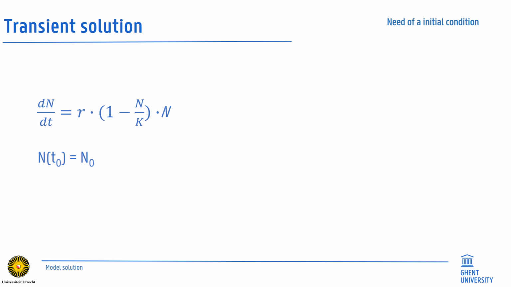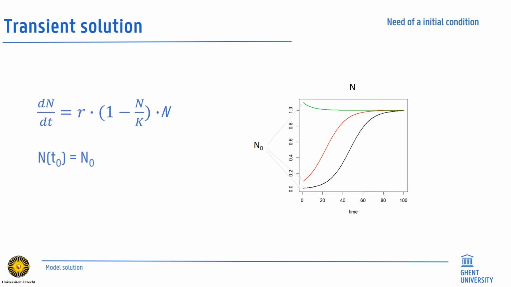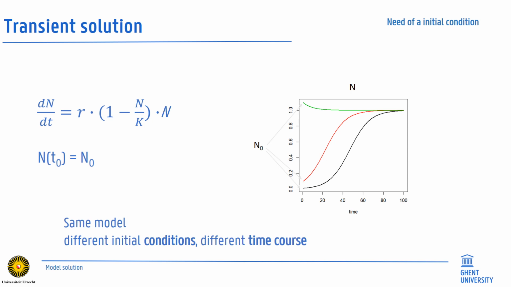For instance, as you see for this model, which is by the way a formulation of a population growth model with density dependence, or the Lotka-Volterra population growth model, different starting conditions of the initial population size n0 lead to different trajectories of the population size in time. And as you see, these appear to converge to the same value over longer time intervals. For a population model, this is referred to as the carrying capacity, but in general, the same model here with different initial conditions leads to different time courses.